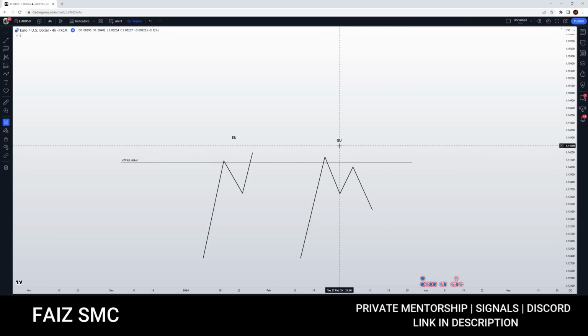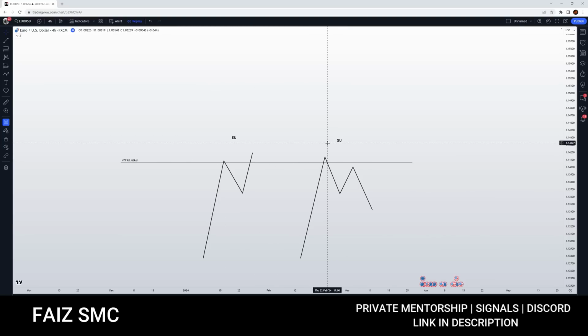This concept is way more powerful than market structure shifts. And when you combine all of this together, I guarantee you will be on the right side of the market 70 to 75% of the time.